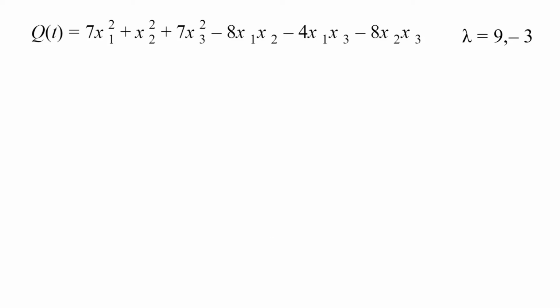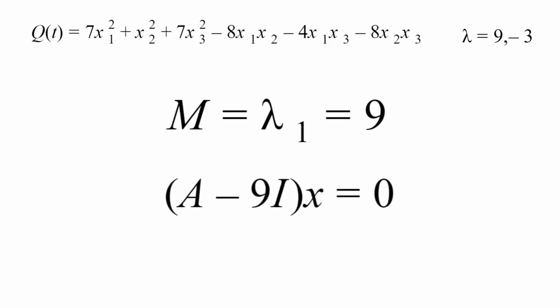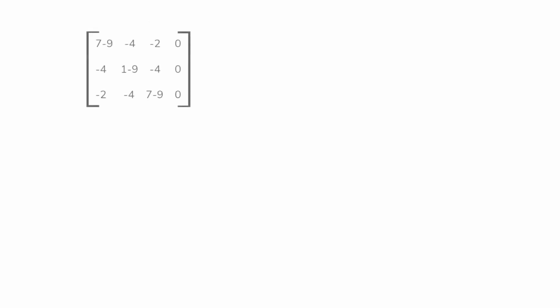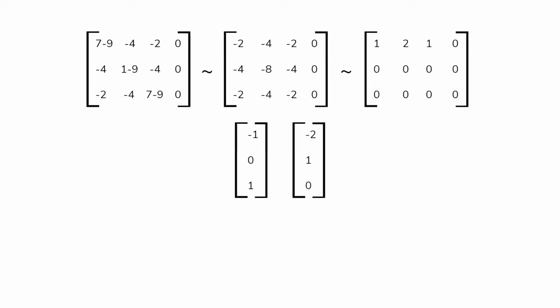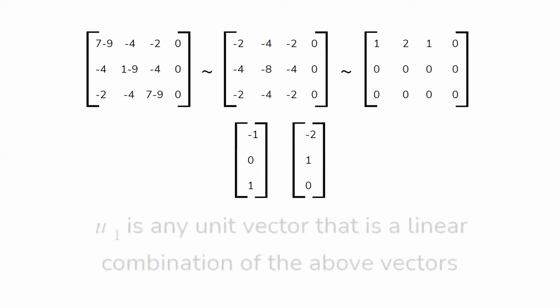Now that we have A and know that it is symmetrical, Theorem 6 tells us that the highest eigenvalue 9 is the maximum. To find the unit eigenvector corresponding to 9, we solve the following matrix equation for x. We start by making our augmented matrix, simplify, reduce to reduced row echelon form, and find our eigenvectors. For this problem, two linearly independent eigenvectors correspond to 9. That means u1 is any unit vector that is a linear combination of the two vectors.